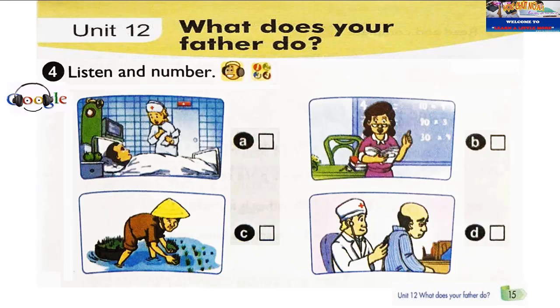Page 15. Activity 4. Listen and number. Can you talk about your parents' jobs and where they work? Yes. OK. My father is a farmer. He works in a field. How about your mother? She's a nurse. She works in a hospital. Thanks for your answers. You're welcome.